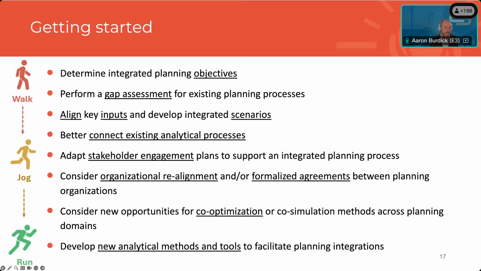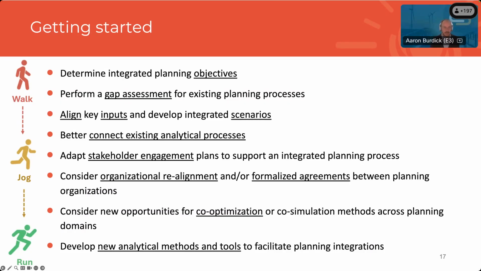And then lastly, we conclude the foundations paper by teeing up this walk, jog, run framework that continues throughout the other papers. Here we're summarizing at a very high level how folks can get started in integrated planning. It starts with determining your objectives, doing a gap assessment of what your existing planning processes may be missing, and then aligning inputs and scenarios as some of the key low-hanging fruit.